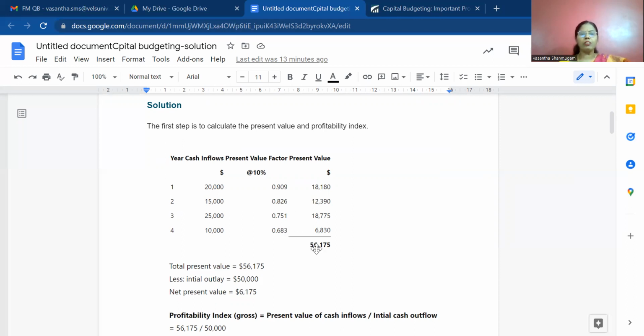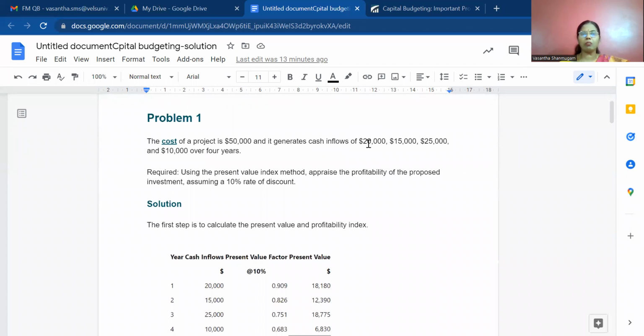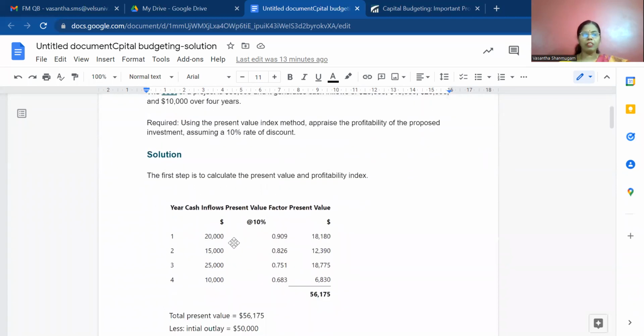So in the present value method, we want to find out the true value of the money. Here you just put all the cash inflows: 20,000, 15,000, 25,000, 10,000. Then you write the discounted value of money for 1 rupee. Next, you want to find out the present value of 20,000 at the end of the first year. Multiply 20,000 by 0.909, you get 18,180.